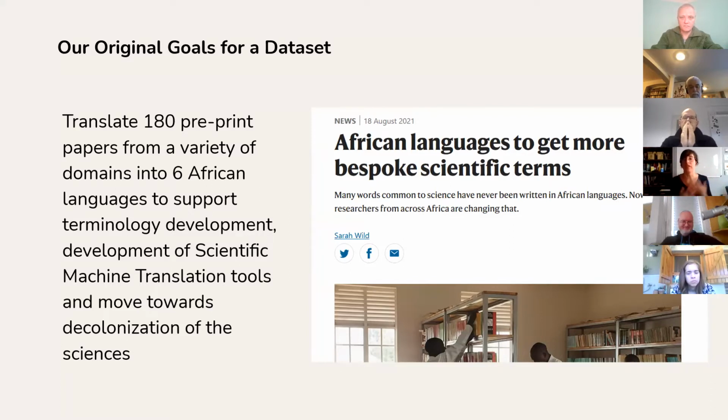And one of the big issues with African data in particular is there is very little data, even for the general space. Even if we're talking Wikipedia, there are very few articles written in African languages. So our first step was, let's try to translate 180 of these papers into 6 African languages in order to support terminology development in those languages, but also in the long run, build these machine translation tools.